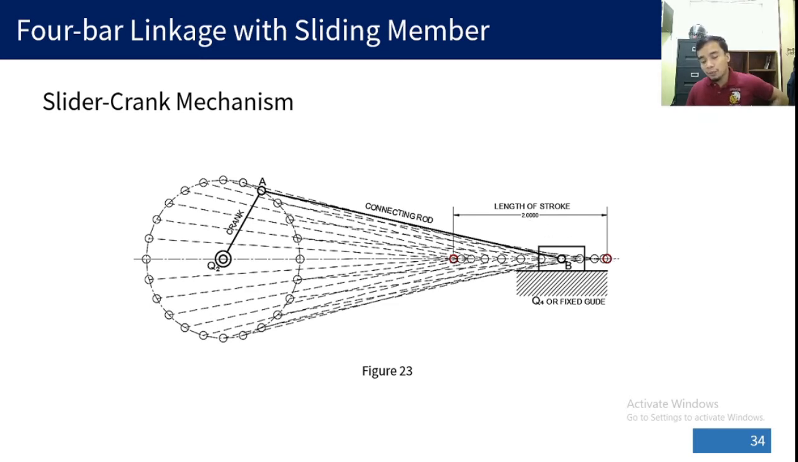The length of stroke is the total maximum length covered by a slider caused by the motion of a crank. Here it is dimensioned so that the length of stroke is 2 unit lengths. So we saw what happens when we project the points of our crank onto our slider.